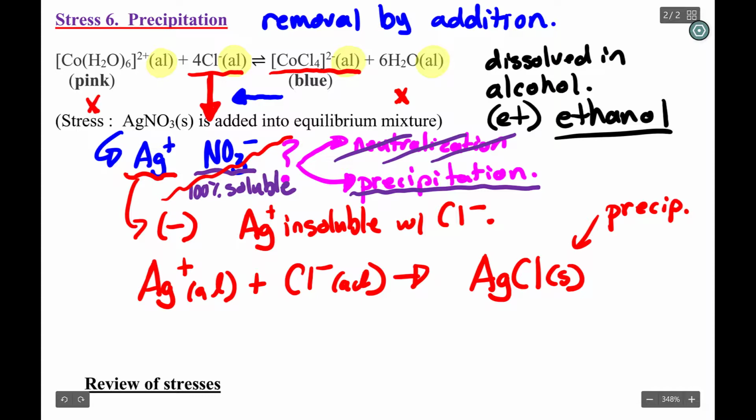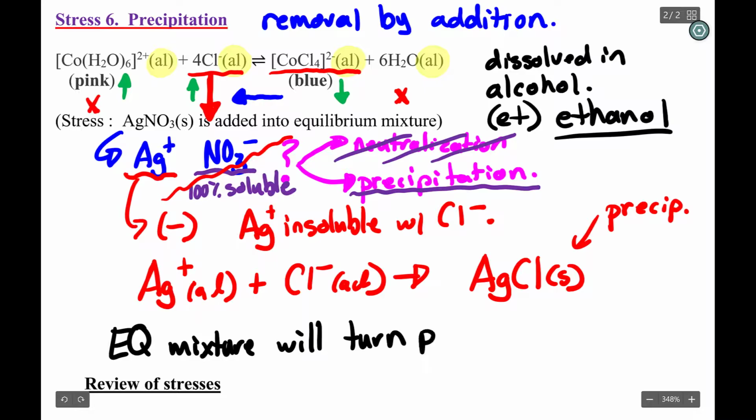In doing so, the amount of chloride would increase, and so would the concentration of this cobalt water complex, which is pink. And then the concentration of this blue cobalt chloride complex would have to decrease. So I'm using up what is blue, and I'm creating what is pink. So the equilibrium mixture will turn pink.